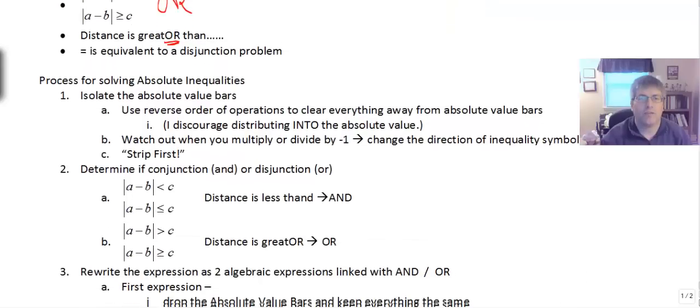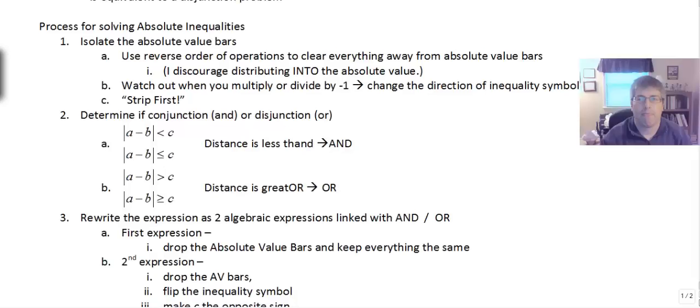So here's our process for solving inequalities. When we solve inequalities, what we want to do first is isolate the absolute value bars. We want to clear everything away from the absolute value. So we'll use reverse order of operations to clear everything away from the absolute value bars. So if we had something like 2 minus 3 times the absolute value of x minus 5 is greater than 12, something like that, we would want to clear the 2 away.